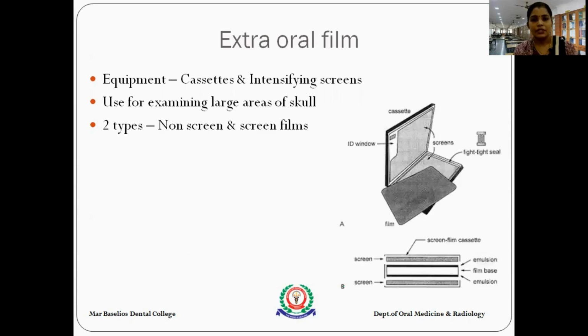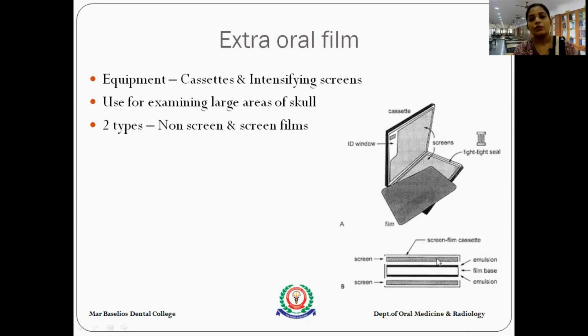Now, in the classification, we saw there is an extraoral film, that is, which is kept outside the oral cavity. So, a little bit about the extraoral film: you can see in this image, this is called the cassette. The cassette is used to hold the film extraorally. So, you keep the extraoral film inside this cassette, you close the cassette, then you expose the cassette to create an image. And this is a cross-sectional picture of the extraoral film, where again you can see there is a base of the film, an adhesive layer, an emulsion and a super coat.